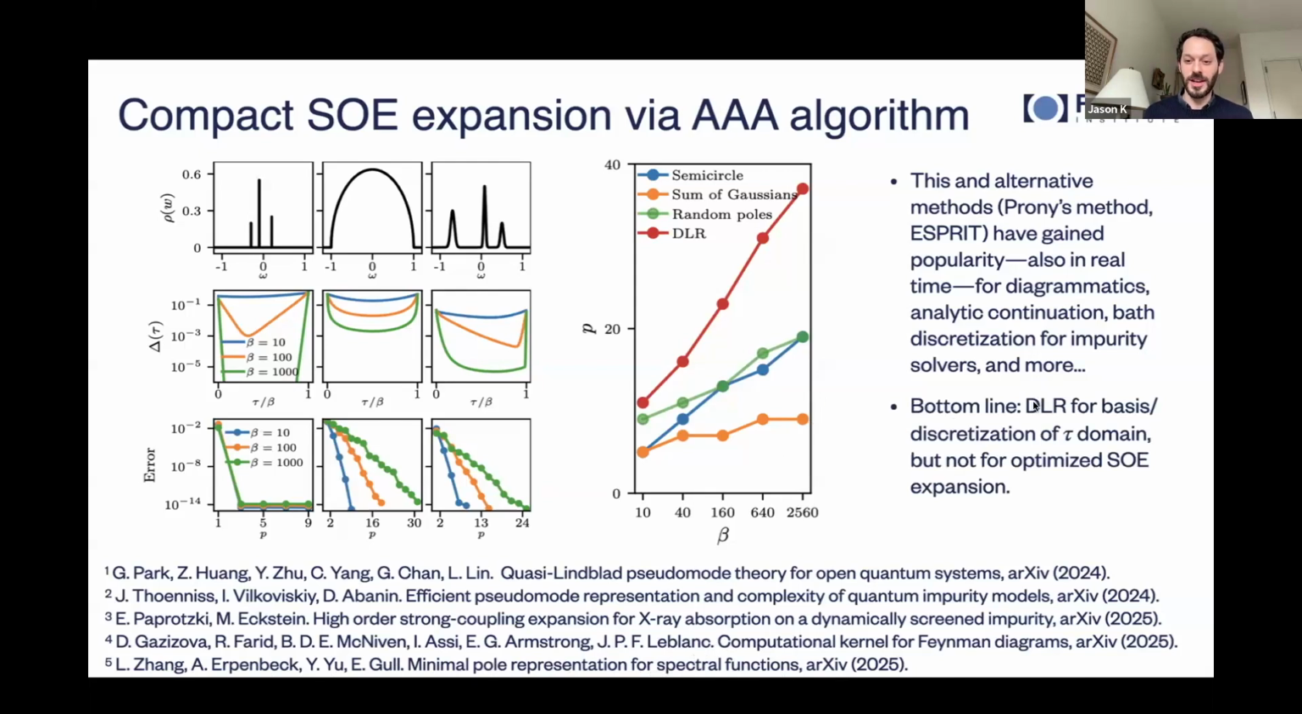The take-home message here would be that if you have an application where you need a basis or a discretization of the tau domain, or the Matsubara frequency domain, the DLR is a good option in addition to the IR. But if what you really need is an optimized sum of exponentials expansion for a given function, these other options are probably better for you.